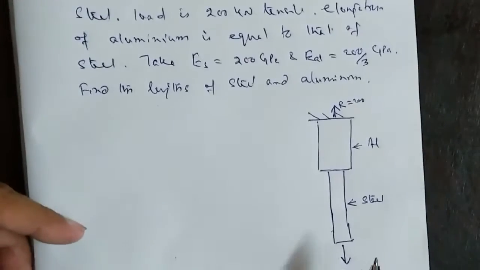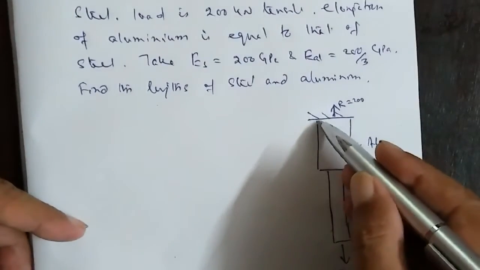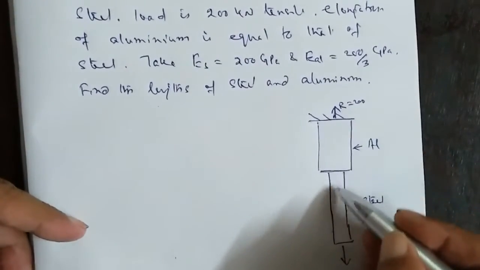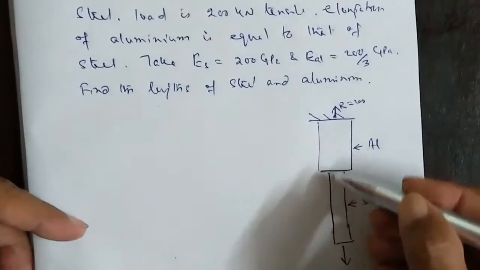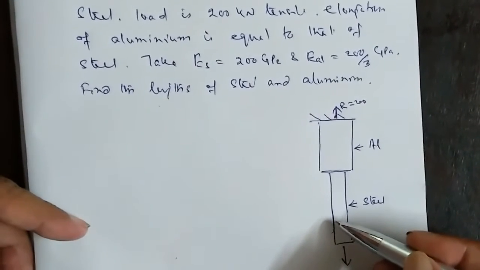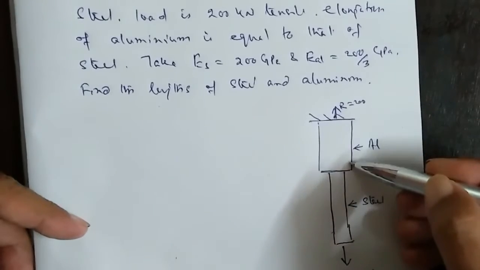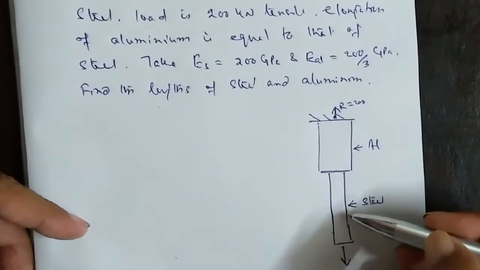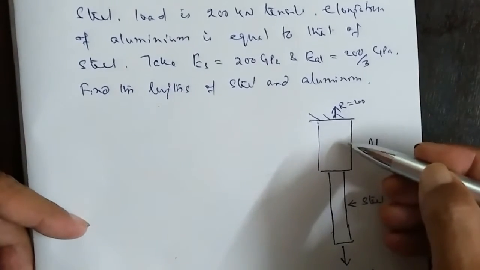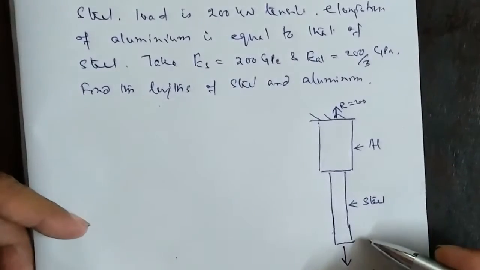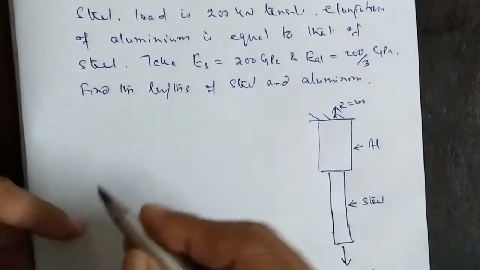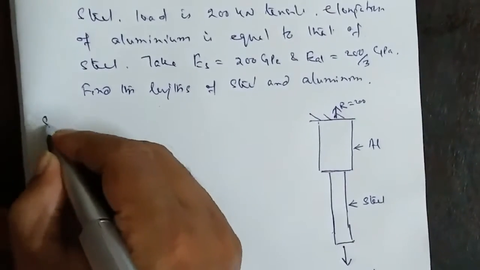You can imagine a member like this. Suppose this is the aluminium portion, this is the steel portion. Such types of members are called compound bars. It consists of two different materials. The first portion may be aluminium, then steel, or first steel, then aluminium. The length is not given. The total length, of course, is given as 1.5 meters. So let us try to solve it.